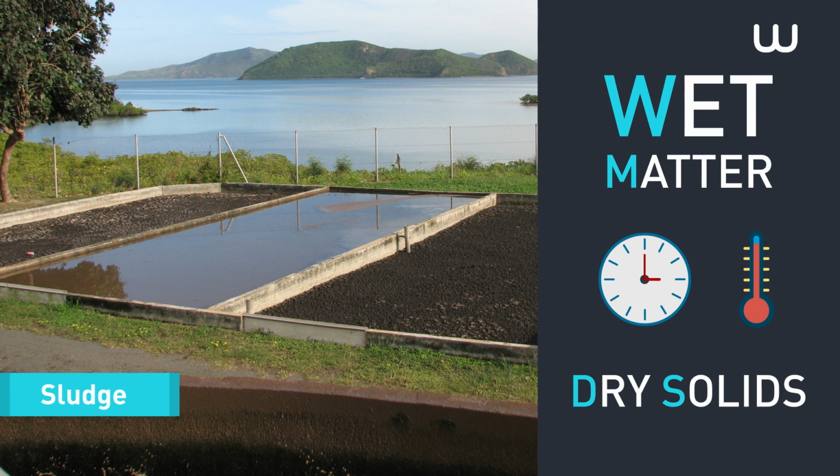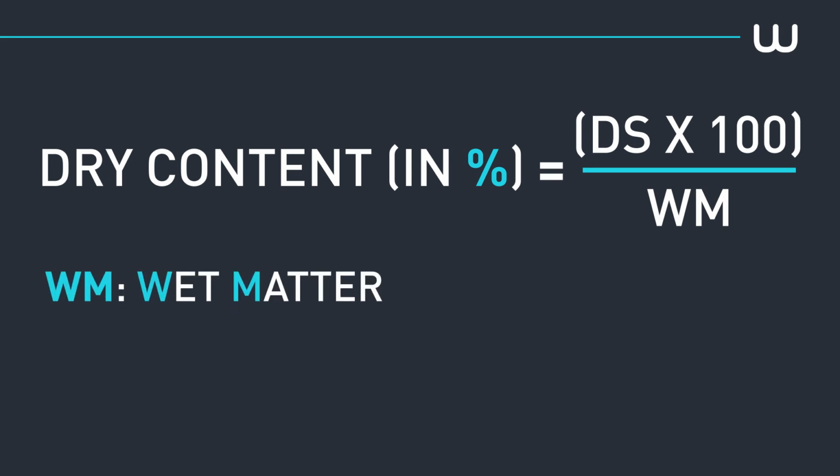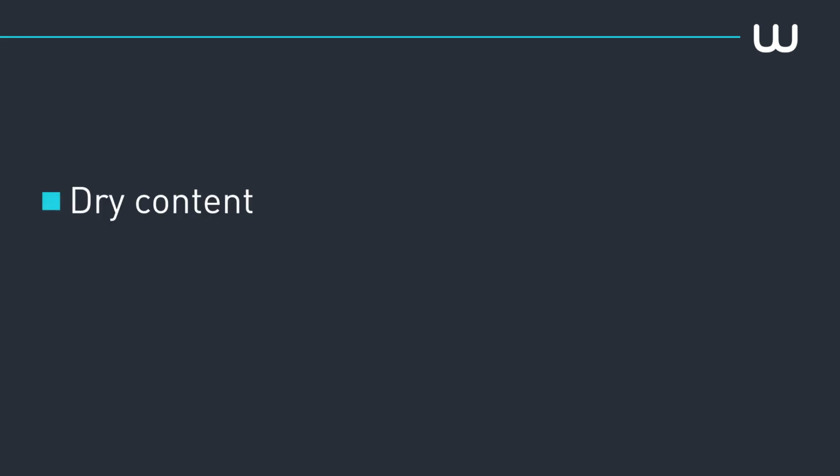Dry content is given by the following relationship. Dry content in percentage equals ds times 100 divided by Wm, where Wm equals the mass of wet matter and ds the mass of dry solids in grams per litre. These three parameters are used for concentrated sludge.